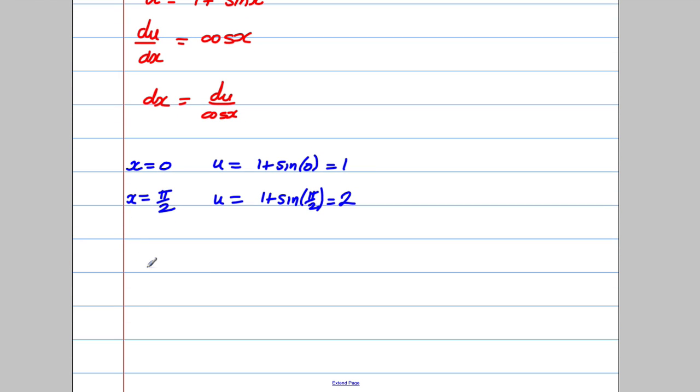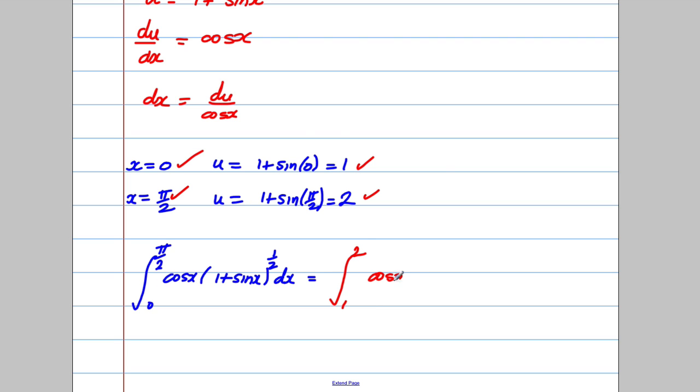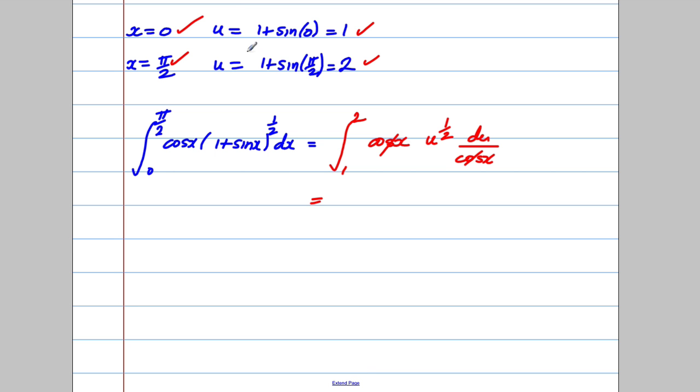So I'm integrating between 0 and pi by 2 of cosine x, 1 plus sine x, to the power of a half, dx. So I'm going to do a replacement. I'm going to replace that by the integral, not at 0 but at 1, and not to pi by 2 but to 2. The cos x, I'm going to leave there for now. 1 plus sine x is going to be u to the power of a half, and dx is going to be du over cosine x. And the cosine x's cancel. That's why I didn't worry about them too much when doing this question.